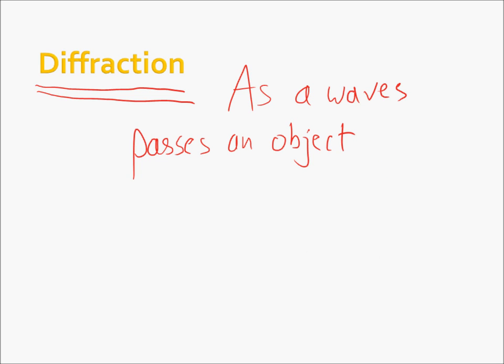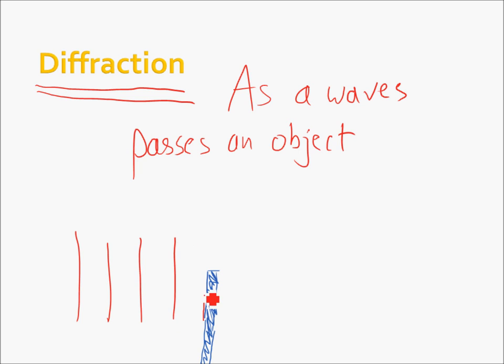Okay, so the basic principle here is that if you have light, or a wave traveling along, and it goes past the edge of an object, it spreads out around that object. So I'm going to draw a little crude diagram here. Let's say I've got a big stick or a big wall, and I'm sending some waves along towards this wall.